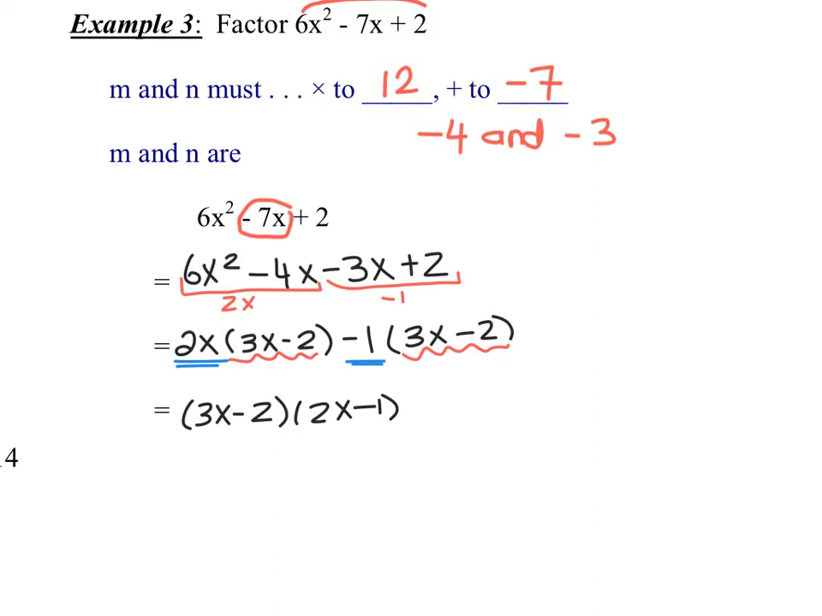So to recap, find two numbers that multiply to AC, so the outsides, and add up to the middle. Then you can break down that middle term before you pair and common factor two times. And that's it.